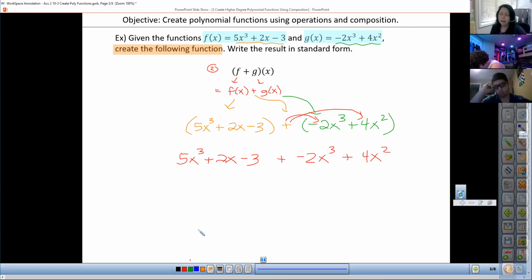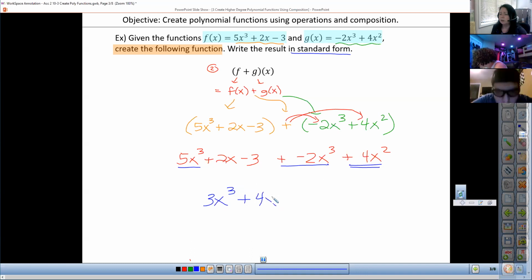Now I can combine my like terms. Again, also trying to put it into my standard form as much as possible, that descending order of powers, to save me work and time. So I have my 5x cubed plus my negative 2x cubed, which would be 3x cubed, and that should start. And then my positive 4x squared would be my next highest power of x, followed by this plus 2x, followed by the constant at the end of minus 3.